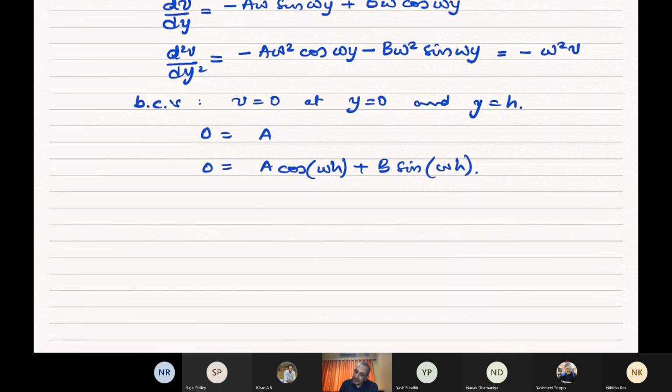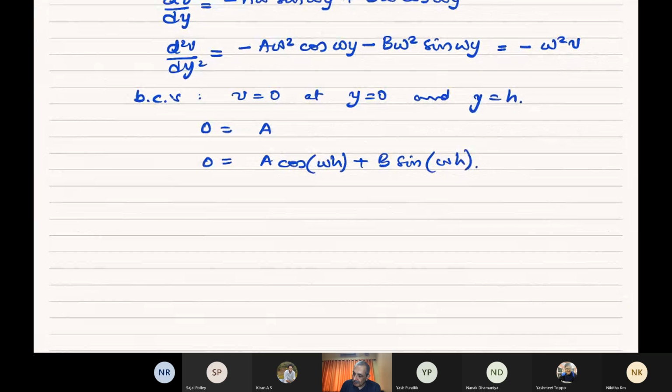So the first equation simply gives us a is equal to 0. And so we now have an equation which says b sine of omega h is equal to 0. So now what does this mean? Does this mean b is equal to 0?